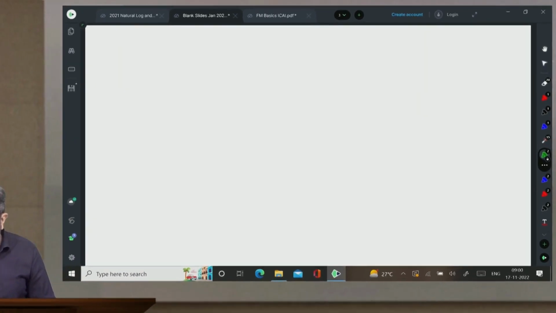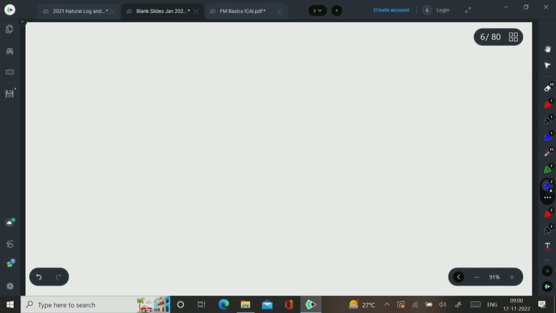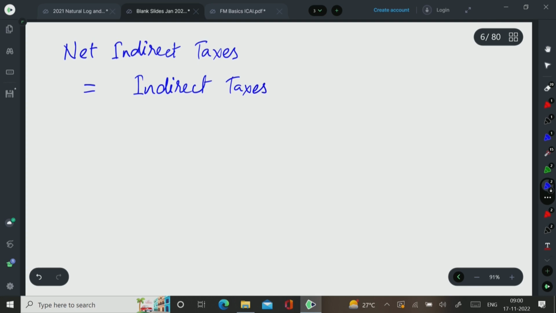So here we are going to talk about something known as net indirect taxes, and that is basically indirect taxes minus subsidies.